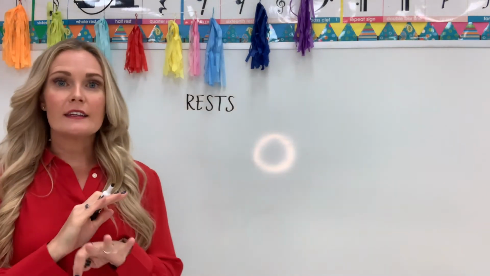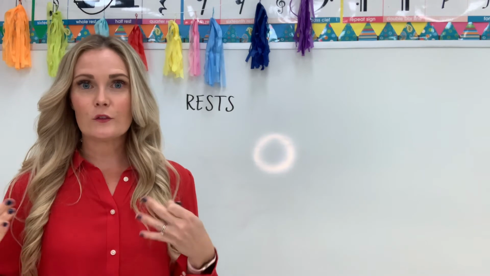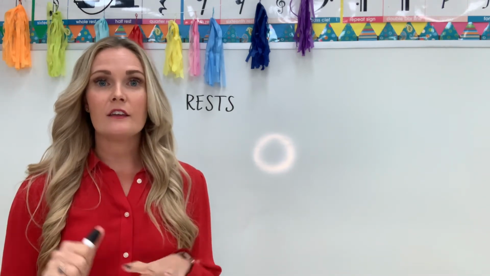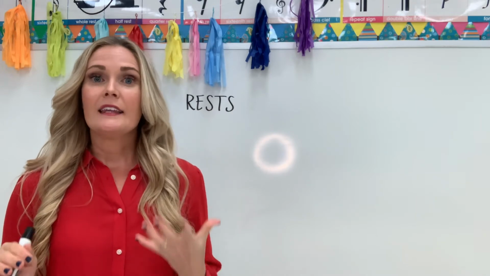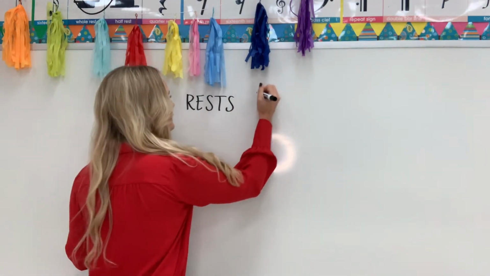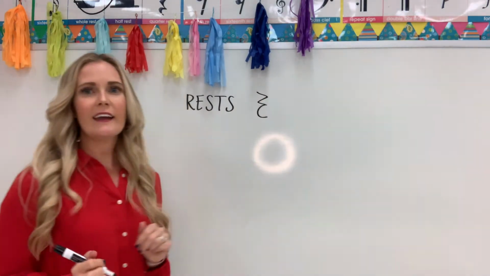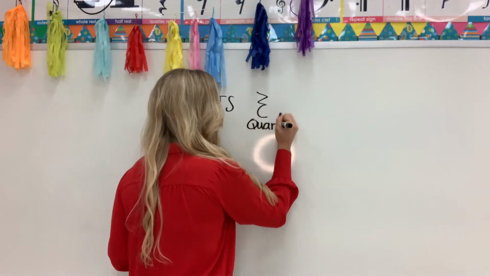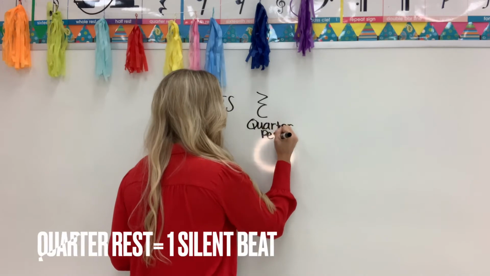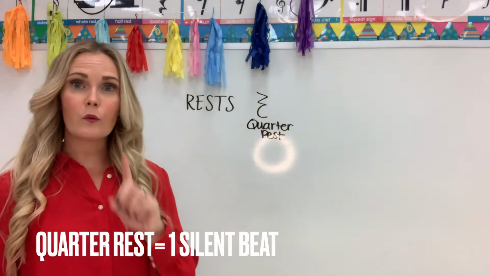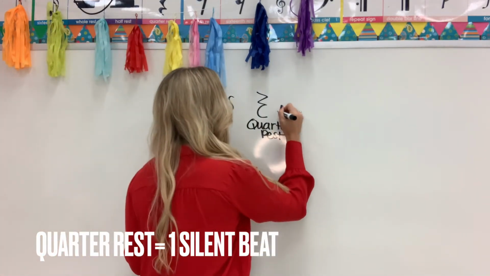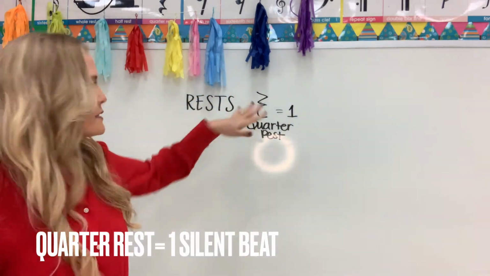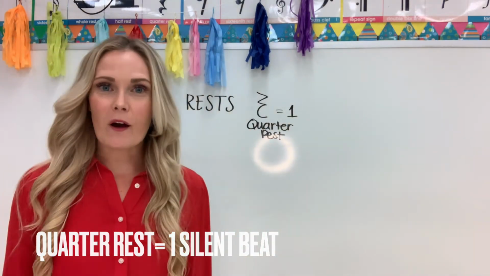Rests mean there is no sound when you see them. That means if you're singing, you stop singing, or if you're playing, you stop playing during that time. Now, so far, the rest that we've been learning looks like that, okay? That is the quarter rest. And just as we can remember that the quarter note equals 1 beat, the quarter rest also equals 1 silent beat. So when you see this one, you go shh for 1 quiet beat.